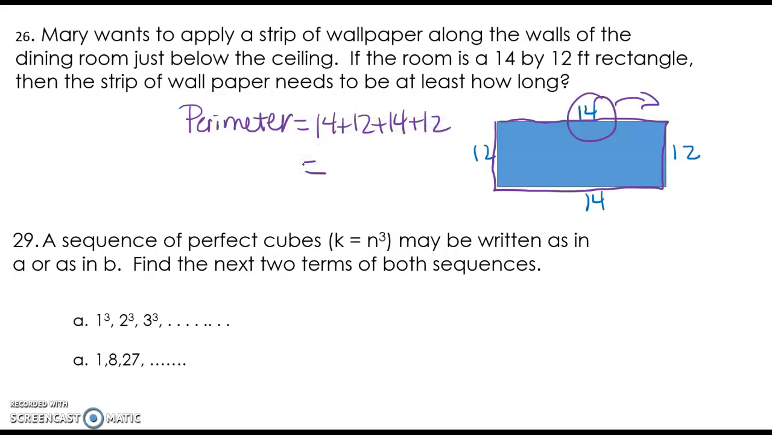Okay, which is, I got 52. I hope that's right. Is this feet? Yeah, okay. All right, 29.